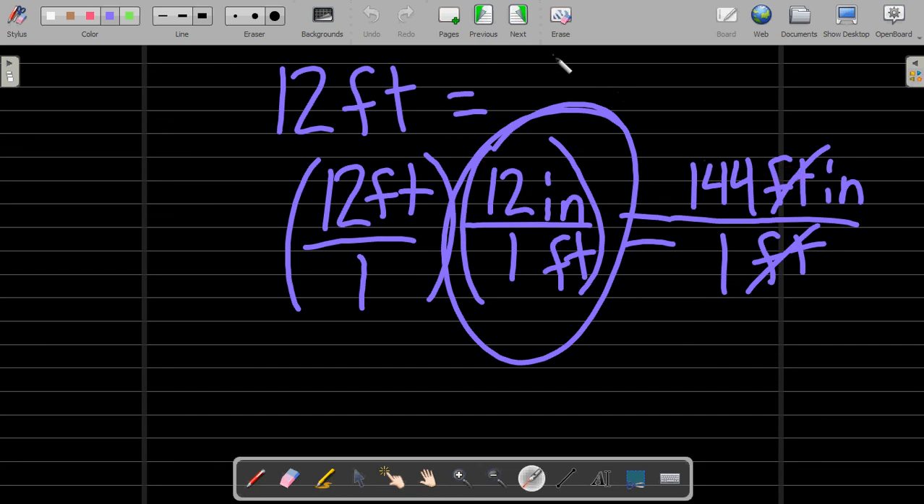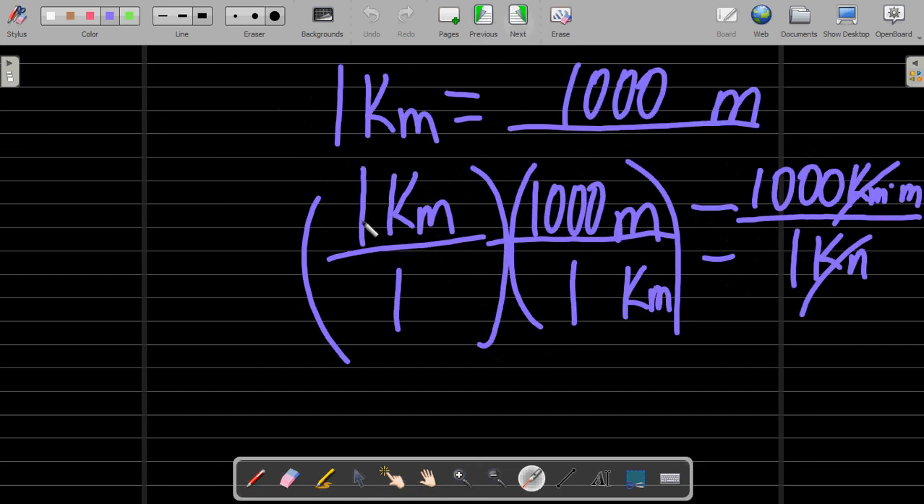Okay? Another example using the metric system might be 1 kilometer converted to meters. Well, kilo means 1,000, so there are 1,000 meters in 1 kilometer. So again, we put kilometers down here because we want those bad boys to cancel out. And that's going to leave us with meters. So we multiply across the top, multiply across the bottom, and divide. And we're left with 1,000 meters.